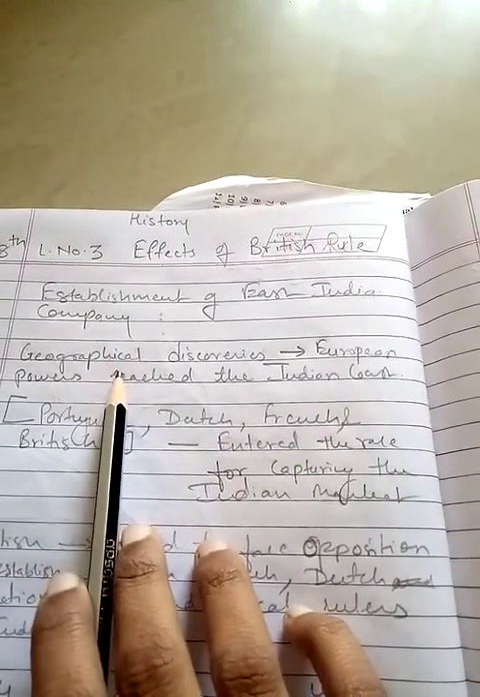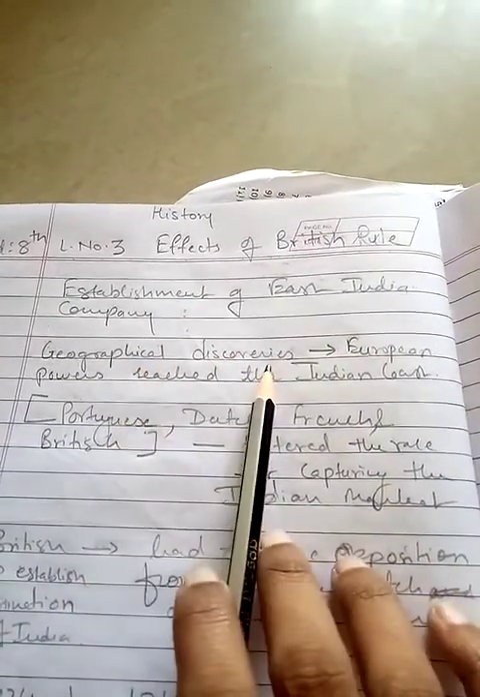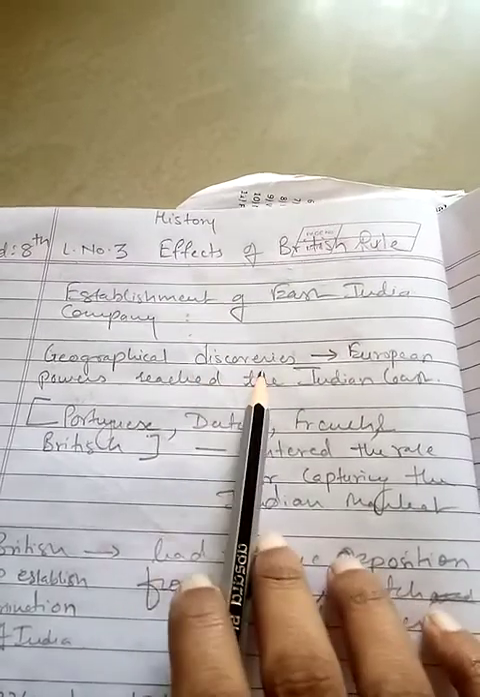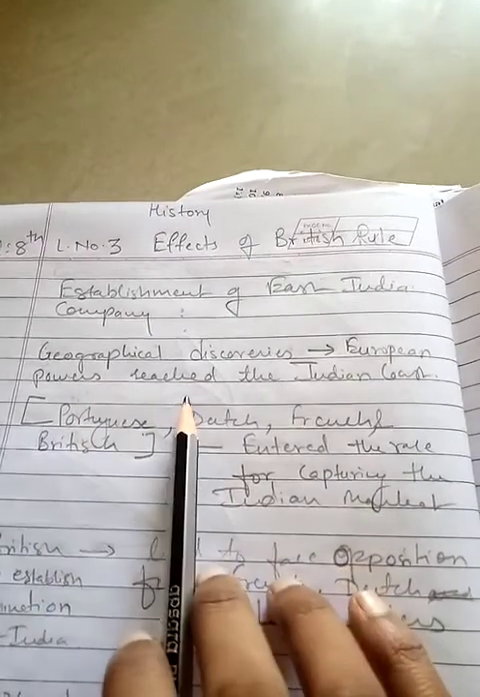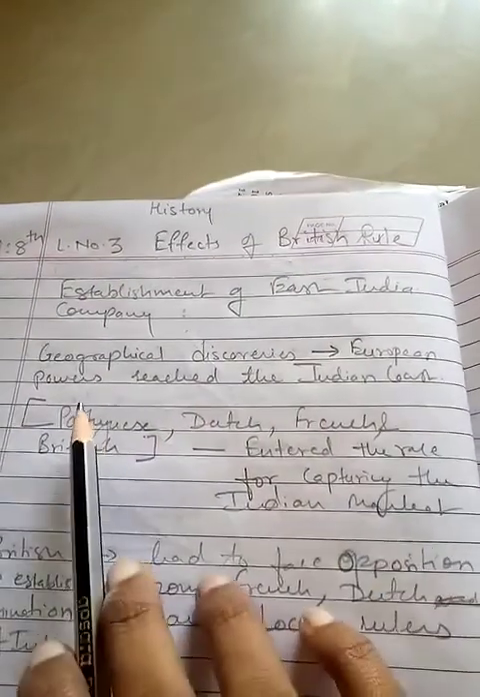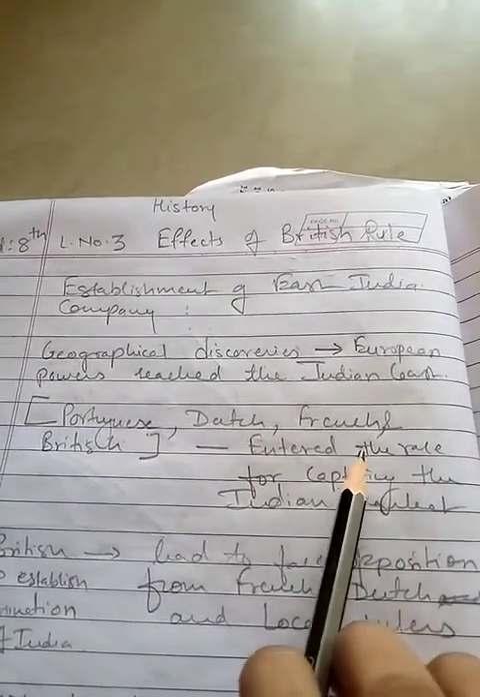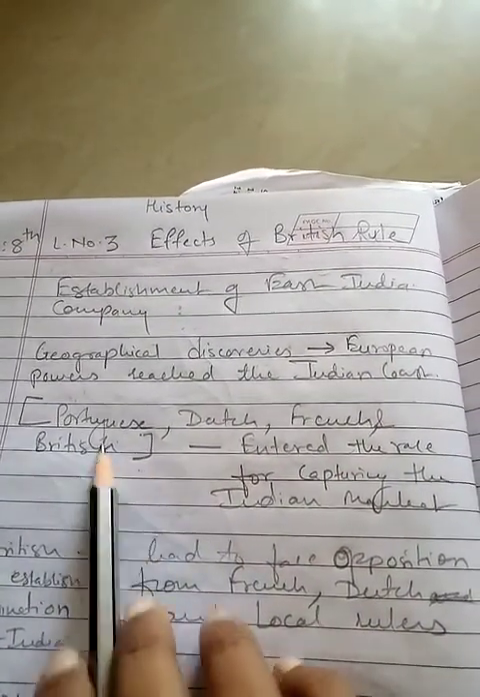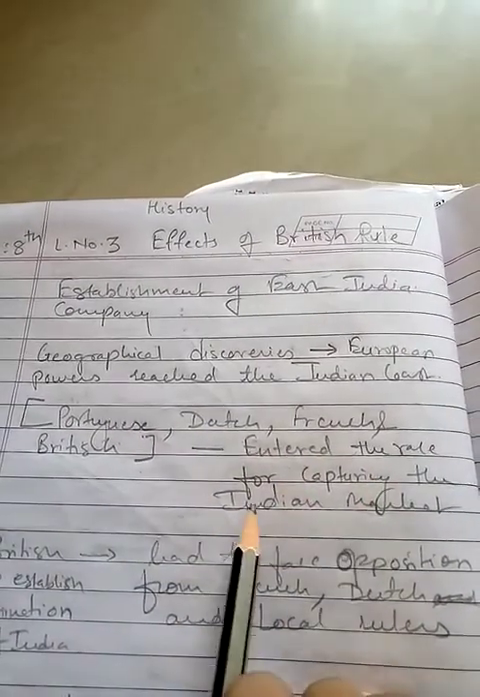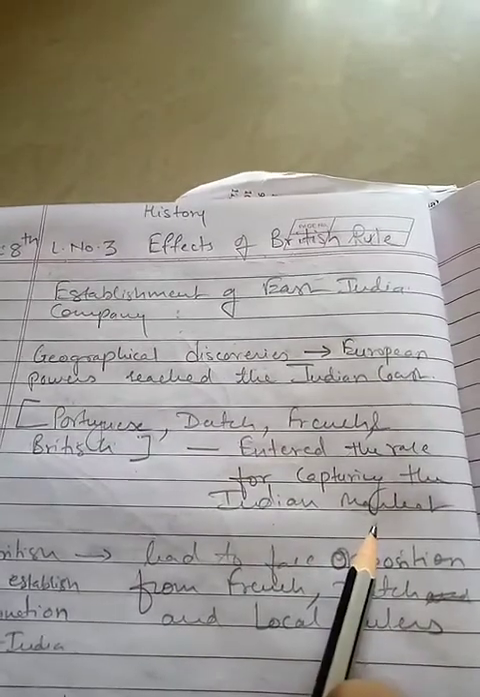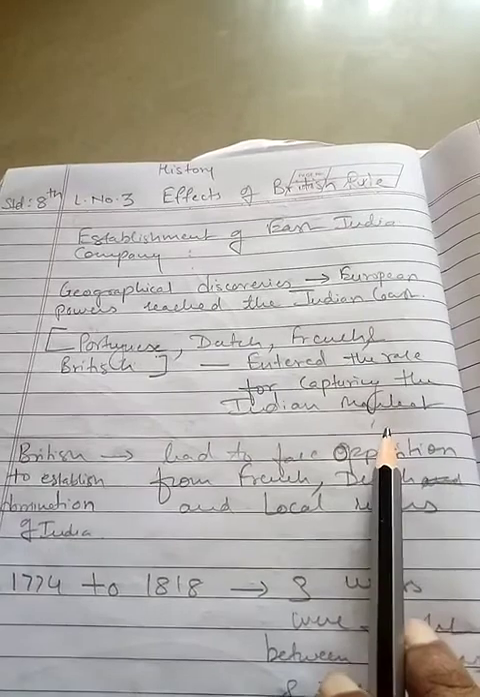According to our research and findings, that is geographical discoveries, we have so many discoveries. And according to the studies, European powers reached the Indian coast. Now who all were there in European powers? Portuguese, Dutch, French and British. All of them entered the race for capturing the Indian market. They knew that the Indian market is a big market for them to have trade.